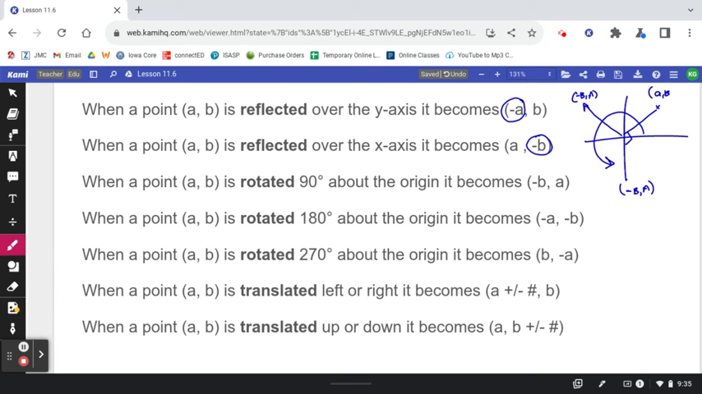When we rotate it 180 degrees, we keep the original a, b point, but now they're both negative because they go down to quadrant 3. When we do 270 degrees, that's when it comes over here and becomes b comma negative a. And then for left or right translations or up or down translations, if we're going left or right, we want to add it to the x term. And if we're going up or down, we want to change that with our y term.